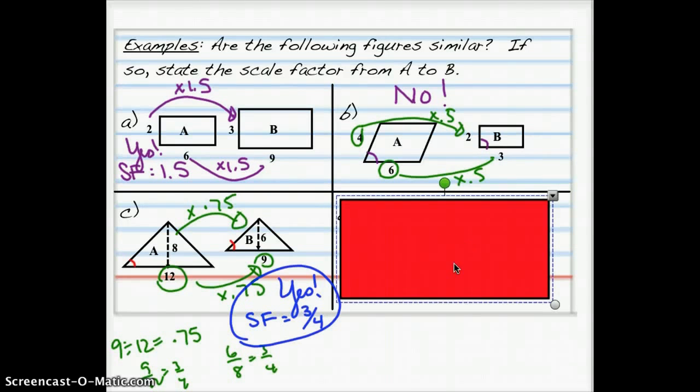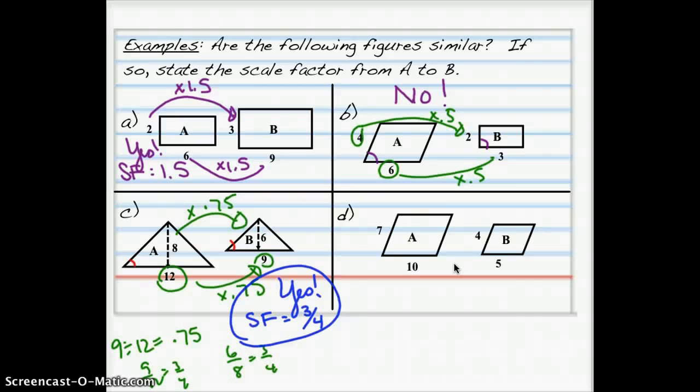All right, last one. All right, so here we're looking at A and B again. It looks like the angles might be the same, so I'm not going to rule that out yet. And the scale factor here, if I look from 10 to 5, it looks like I'm multiplying by 1/2 or dividing by 2. If I look from 7 to 4, that's definitely not multiplying by 1/2 because that would be 3.5. If I actually figure it out, I'm multiplying by 4/7, okay, because 4 divided by 7. It's not the same as 1/2, so no, these are not similar.